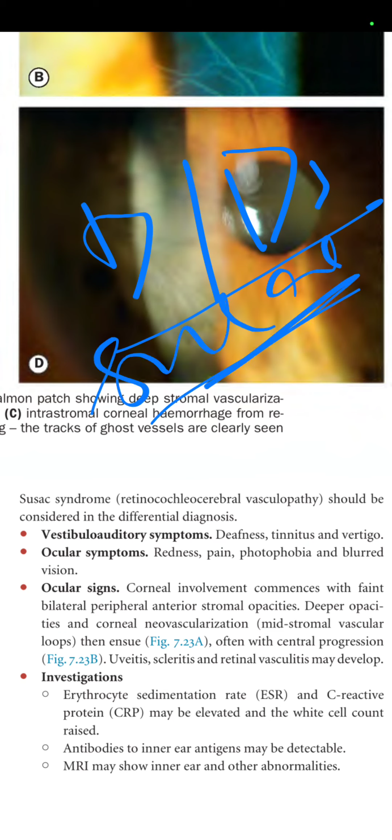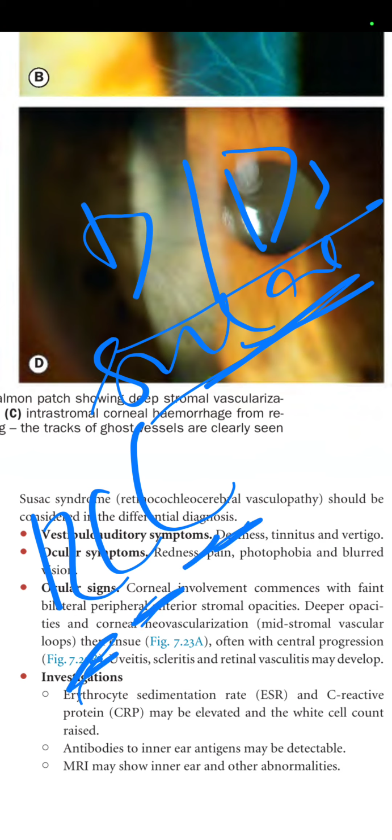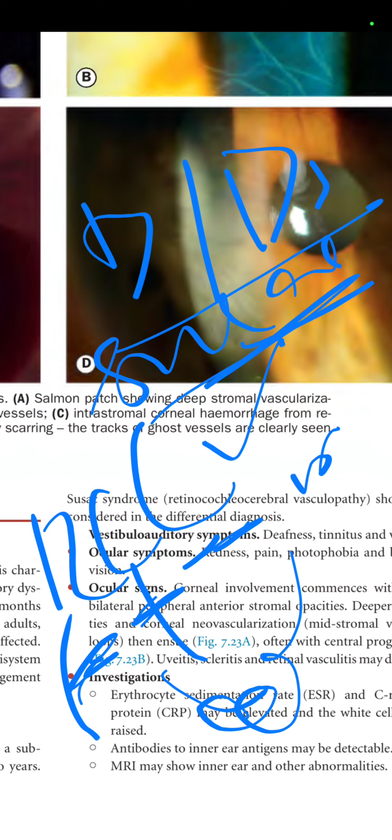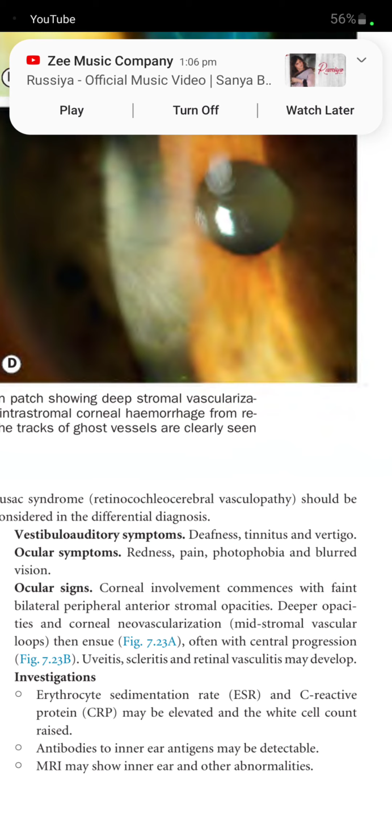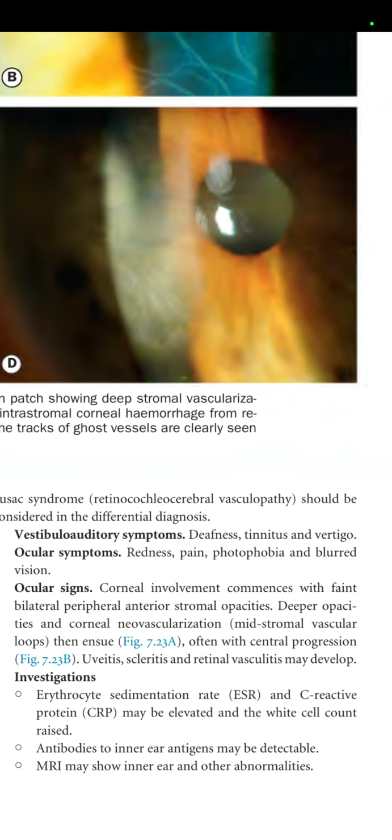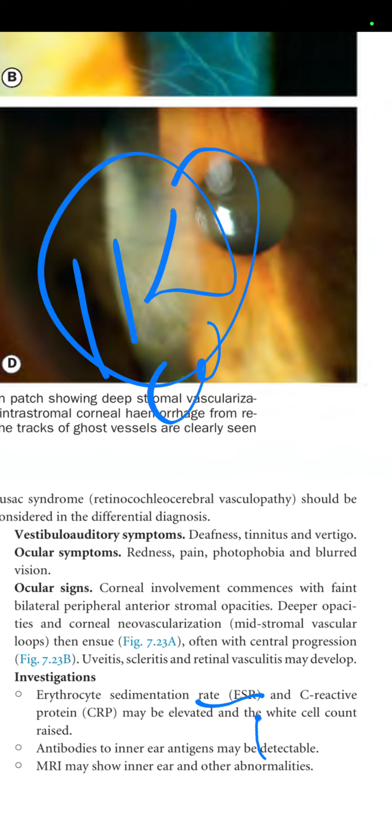And what is Susac syndrome? It is RCC, retinocochleocerebral: cerebral is the brain, cochleo is the ear, and the retina is affected. So, what are the vestibulo-auditory symptoms? Deafness, tinnitus, and vertigo. The ocular symptoms are redness, pain, photophobia, and blurred vision. So, any interstitial keratitis is affecting the cornea, so pain, redness, photophobia, and blurred vision.